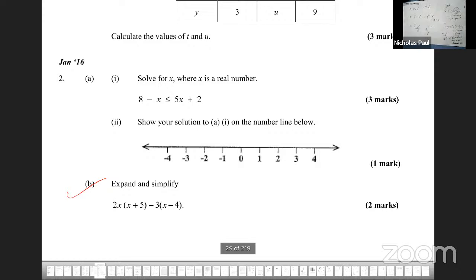For 2 marks means $2. All right. No. This is a 2 marks. So I'll give you all right, 20.